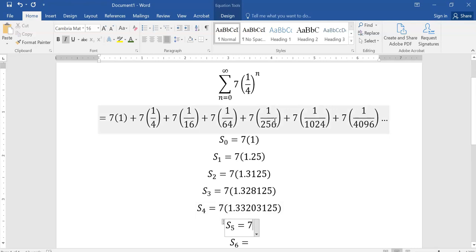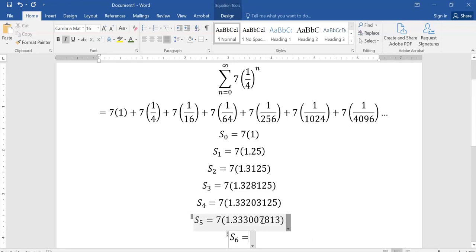Well, now let's add one more term, add 1 over 1024. You end up with 7 times 1.333007813. You add on another term. Add on 1 over 4096. You get 1.333251953.